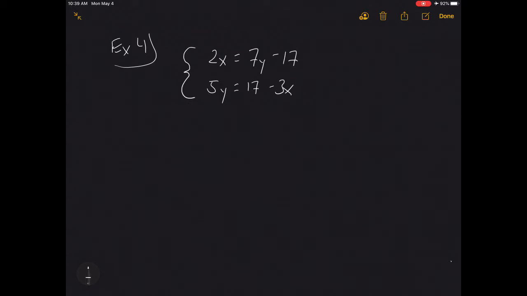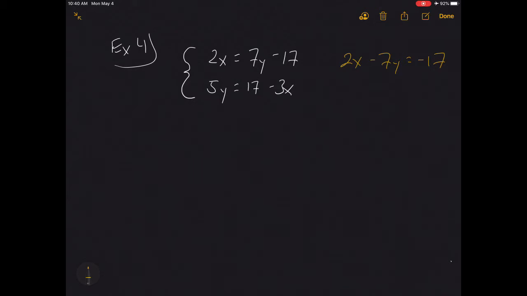So the first thing I can see is that top equation needs to be rewritten. I need to bring that 7y over to the left. So we're going to subtract 7y on both sides of that first equation. So we're going to get 2x minus 7y equals negative 17. Don't lose that negative sign out in front of the 17.